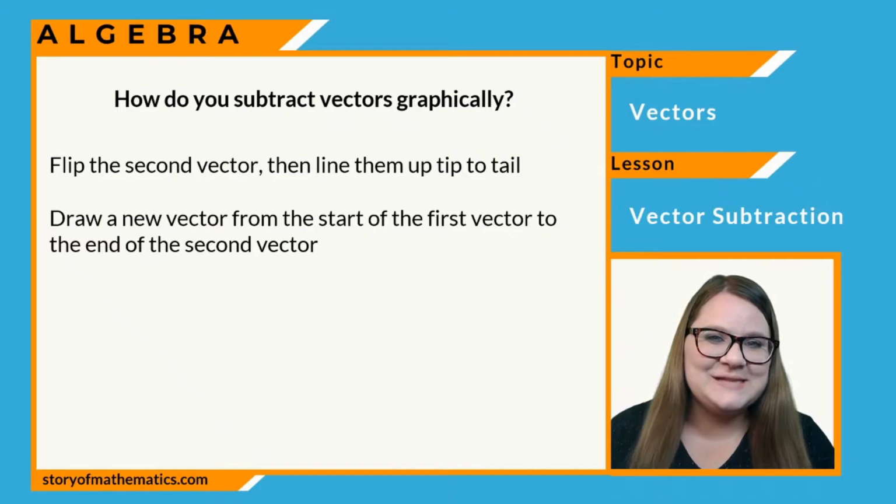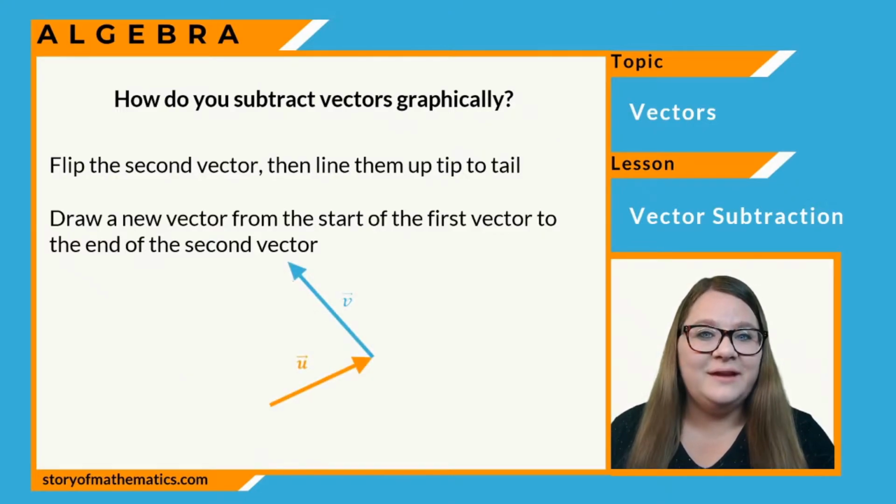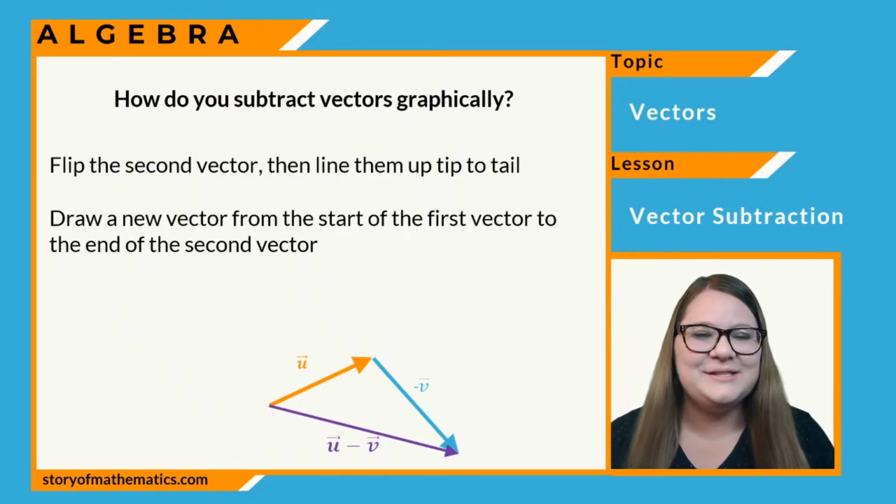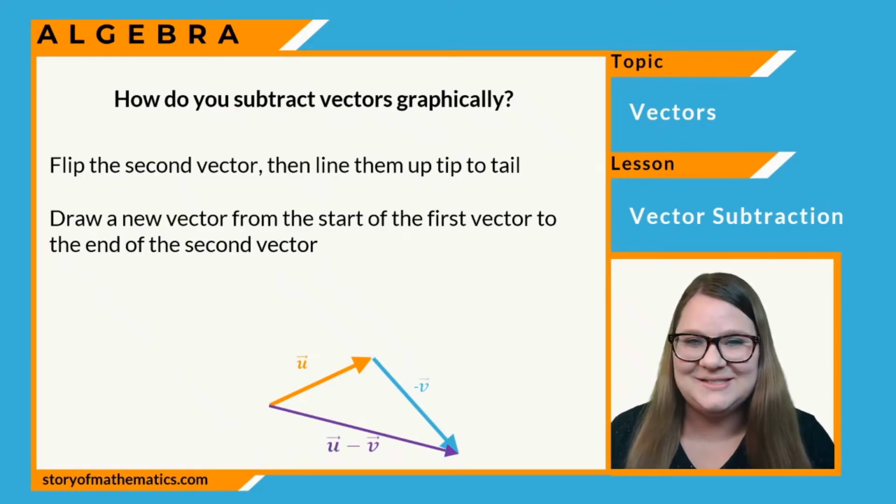So let me show you an example. Let's say I have u and v, but I want to do u minus v. The first thing I'm going to do is flip v, because now it's negative v. Then I'll be able to connect the start point to the end point to find u minus v.